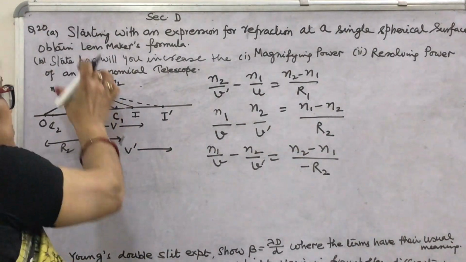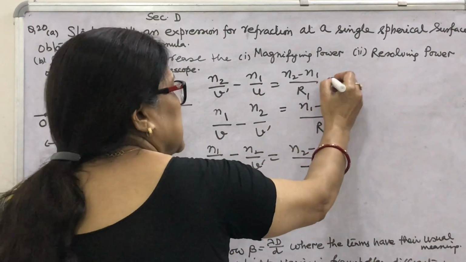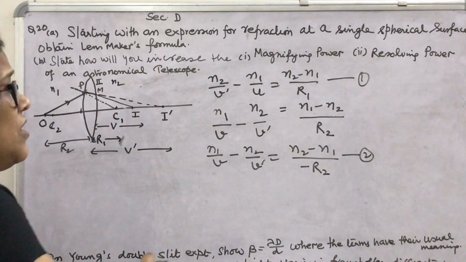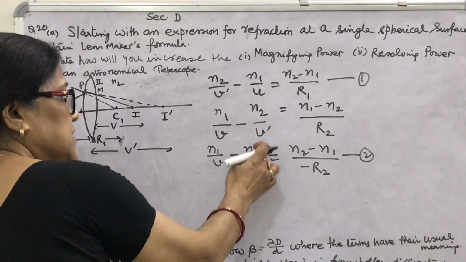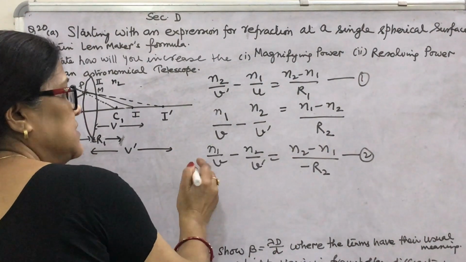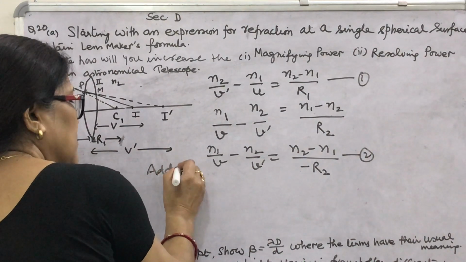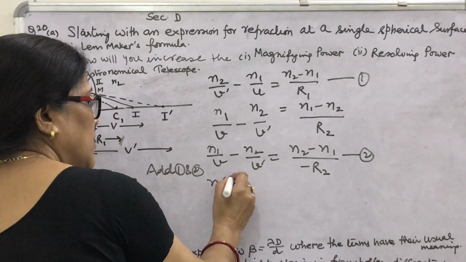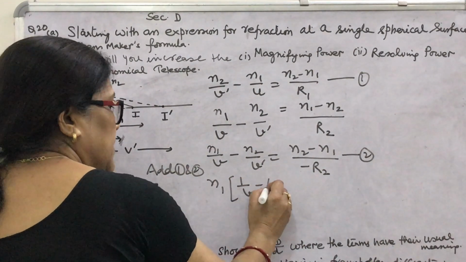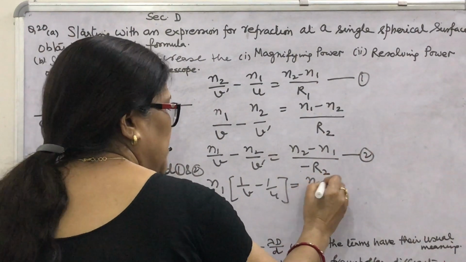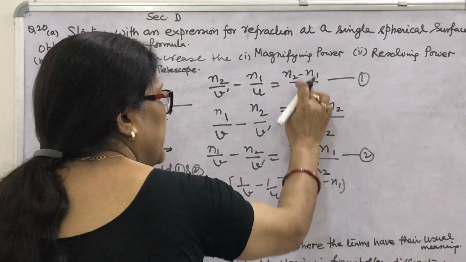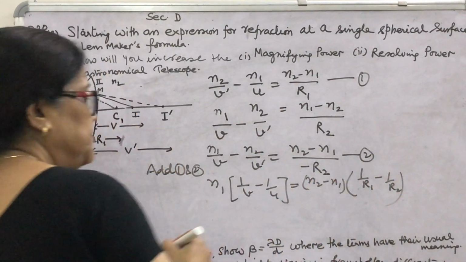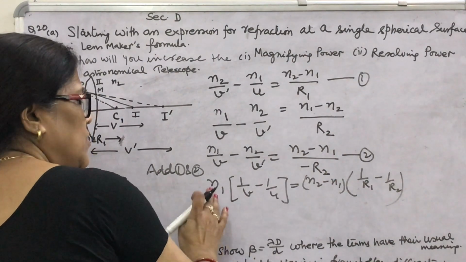These two surfaces are joined to form the lens. So this is the expression for the first surface, this is for the second surface. You will add them. What will you get? This N2 upon V dash and minus N2 upon V dash will cancel. So after addition of 1 and 2, take N1 common. This will be 1 upon V minus 1 upon U equal to N2 minus N1, and within the bracket 1 by R1 minus 1 by R2 is also common. Divide it by N1. What will you get here?